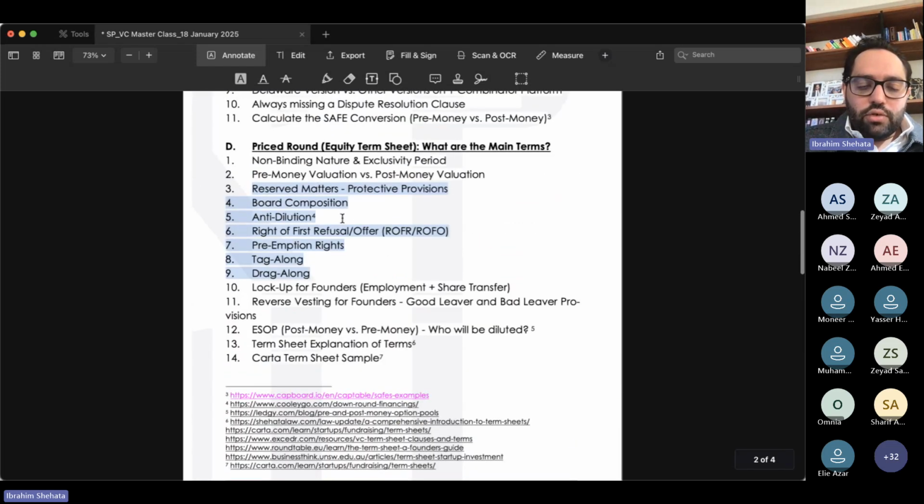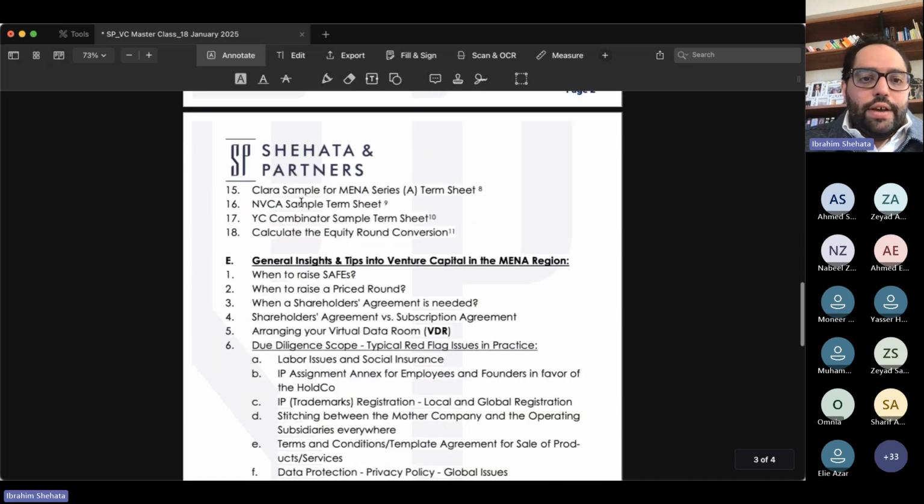I want to stress this point: the term sheet is not binding, so you have to turn it into something that is binding, which is usually a subscription agreement, or a subscription agreement and a shareholder agreement, or both of them done in the same document, called a subscription agreement and shareholders agreement together.